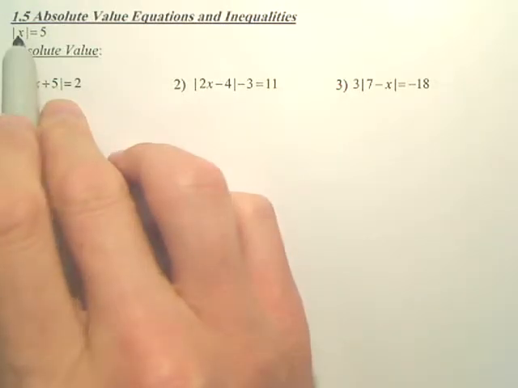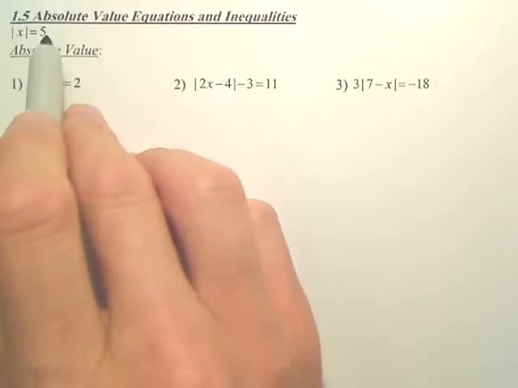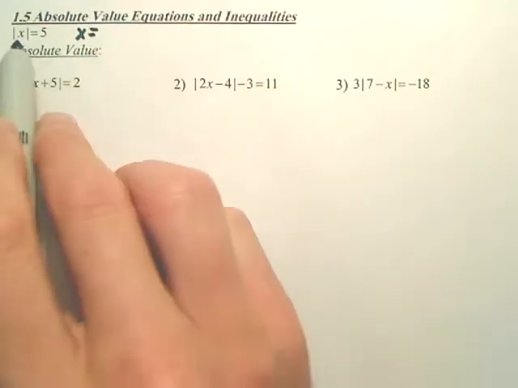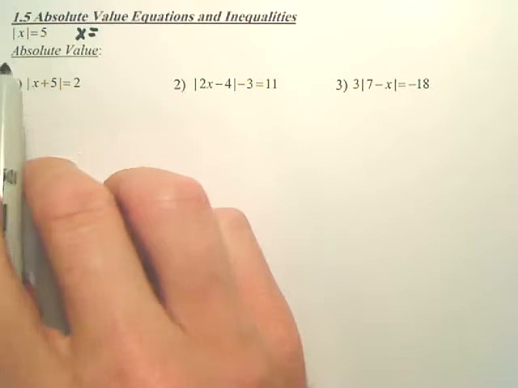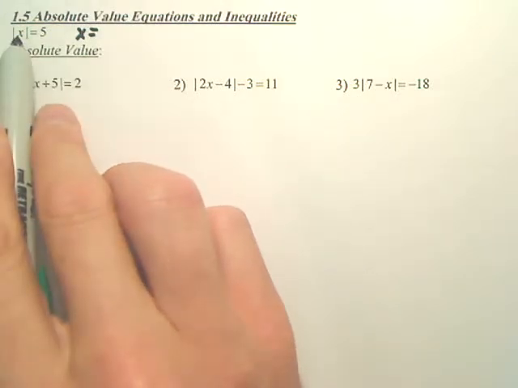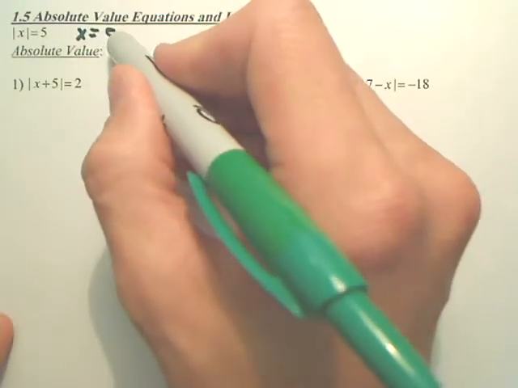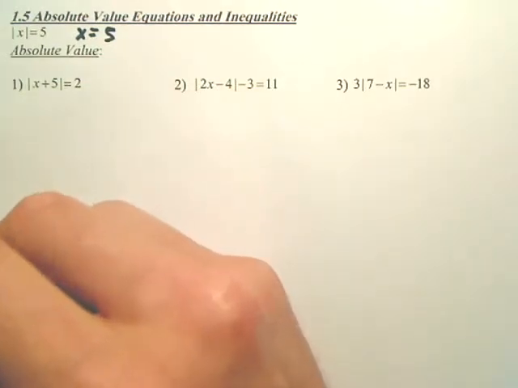Absolute value of what is 5? So what values of x would make this true? If I plug in 5, then make it positive. Wait, it's already positive. Would it equal 5? Yeah. So 5 is going to work. That's duh. There's actually another answer.